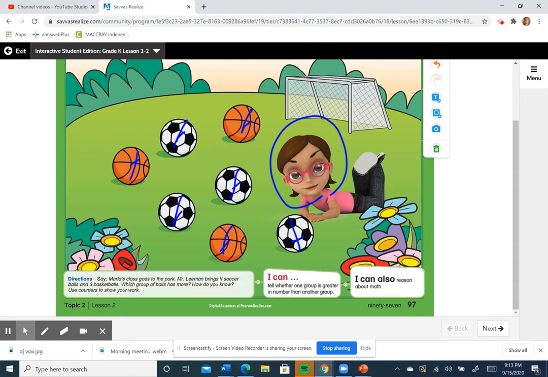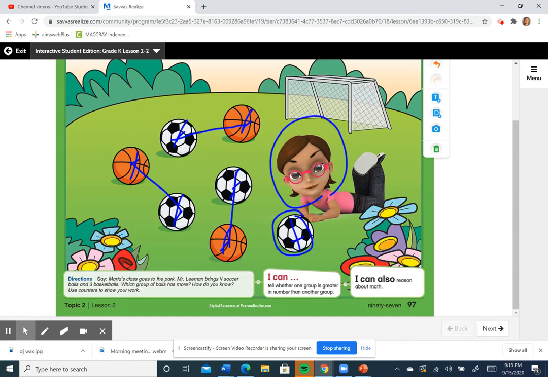Hmm. So the way we can figure this out is let's match up or pair up our balls again, just like we did yesterday. So here I'm matching up a soccer ball to a basketball. Here I'm matching up a soccer ball to a basketball. Here I'm matching up a soccer ball to a basketball. And now we have one left over. We have one soccer ball left over.